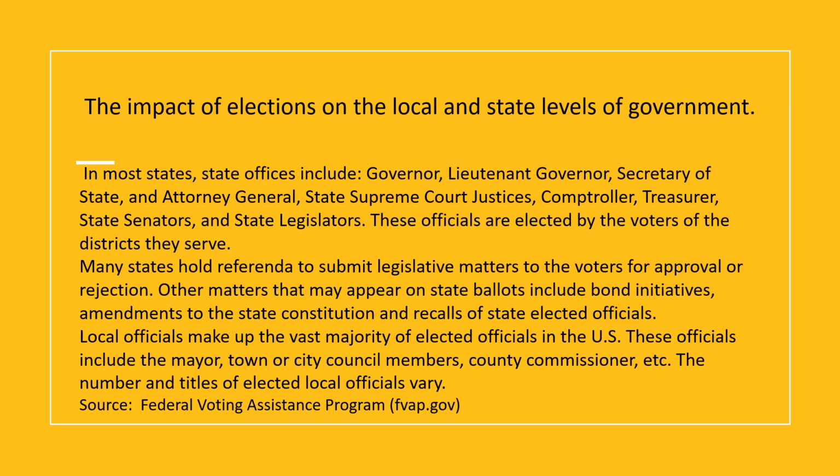Now we're going to look at the impact of elections on the local and state levels of government. In most states, state officials include governor, lieutenant governor, secretary of state, and attorney general, state Supreme Court justices, controller, treasurer, state senators, and state legislators. These officials are elected by the voters of the districts that they serve. Now, the governor's district is the entire state.